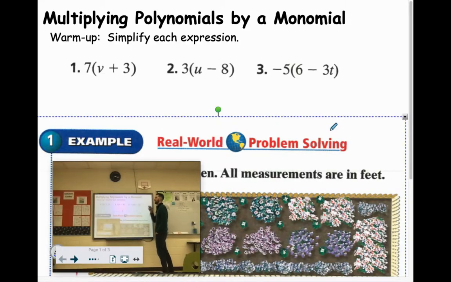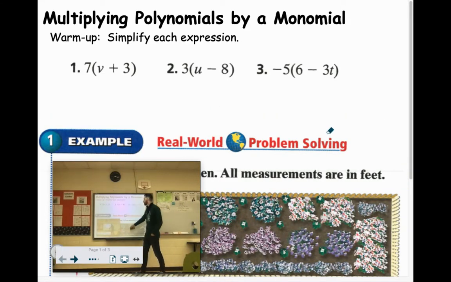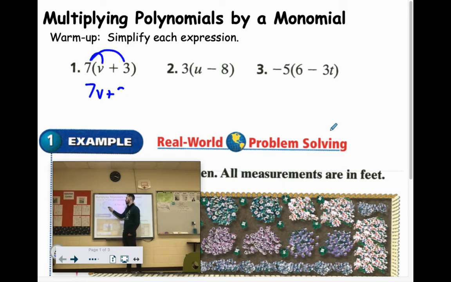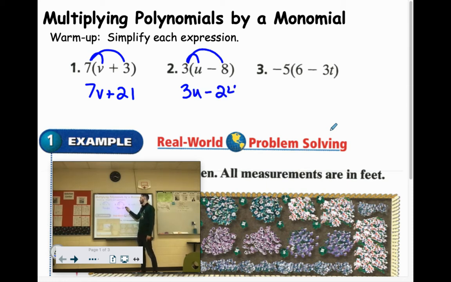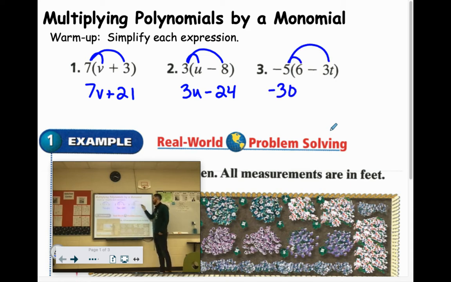All right, let's simplify each expression. We're just distributing here. So 7 times v would be 7v, then 7 times 3 would be 21. You can't combine 7v plus 21. They're unlike terms. So 3 times u is 3u, and 3 times negative 8 is negative 24. Here we've got negative 5 times 6 is negative 30, and negative 5 times negative 3t would become positive 15t.